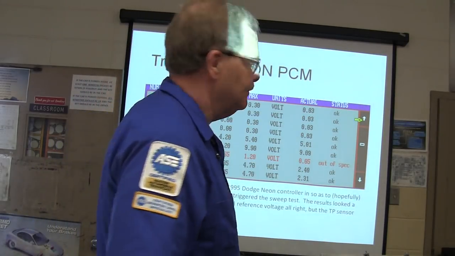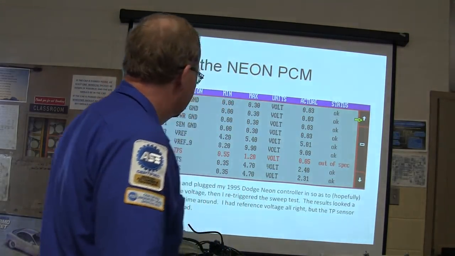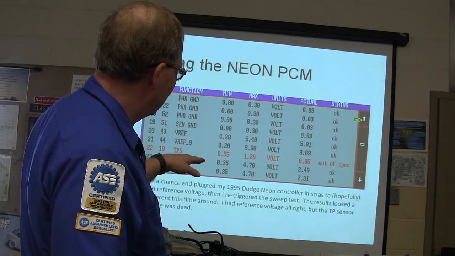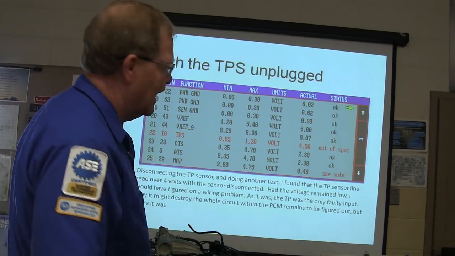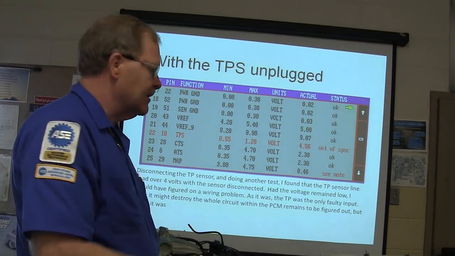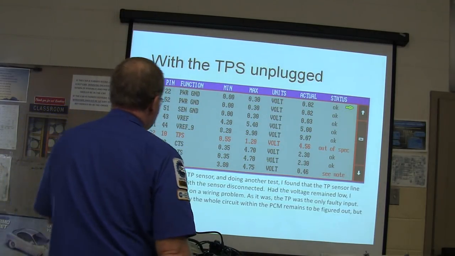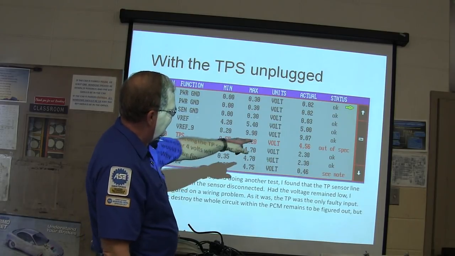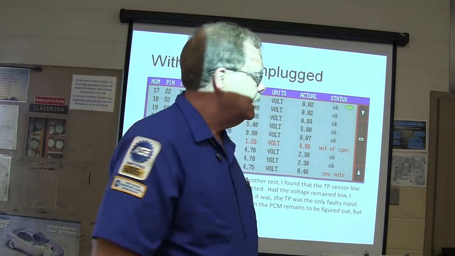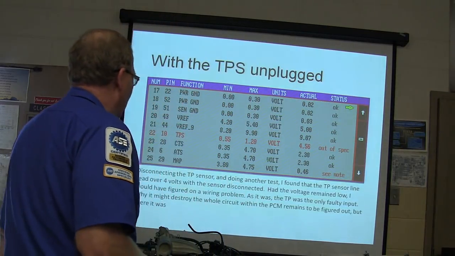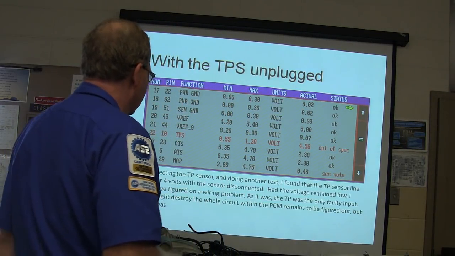Everything else was lit up. Okay, so the results look different. I had reference voltage, but the TP sensor input line was dead. Now, I don't know if it's when you give it the gas that caused it or whatever. Well, I disconnected the TP sensor and did another test, and the voltage went up. See? So I said, okay, now we know more about what we've got going on here. The TP was the only fault.